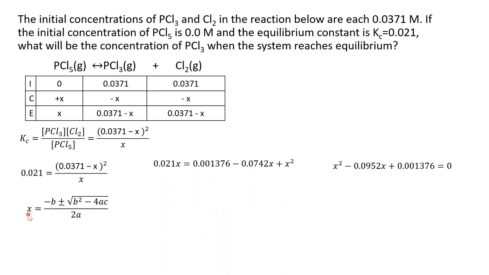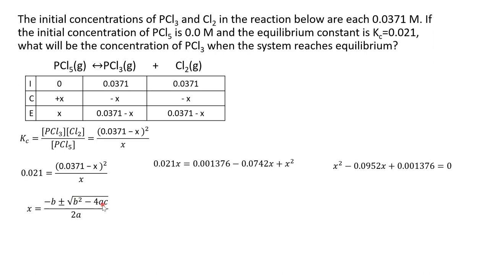X will equal negative B plus or minus the square root of b squared minus 4ac divided by 2a. Now, b in this particular quadratic is negative 0.0952. So that's what we would sub in for b. It's what we would sub in for b here, and we'd have to square it.